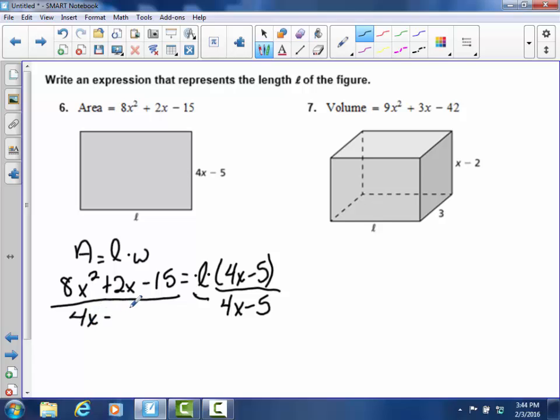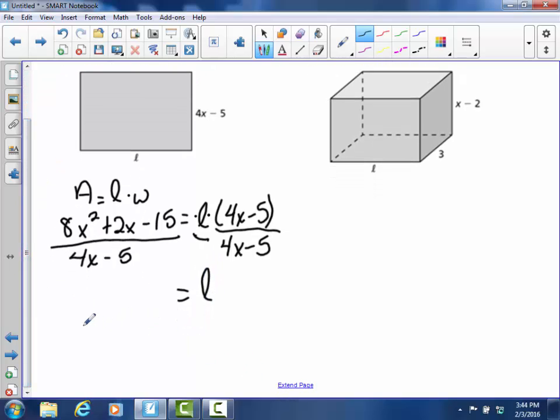Alright, so now whatever that equals will be my L value. Okay. So I'm going to give myself a little space here, and I'm going to write it out. 4x minus 5, then 8x squared plus 2x minus 15. So 4 goes into 8 twice. So I'm going to put the 2 there because 2 times 4. I need it to be x squared, so I need another x. So 2x times 4x is 8x squared. 2x times negative 5 is negative 10x.